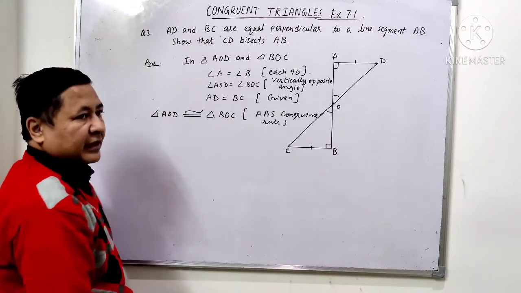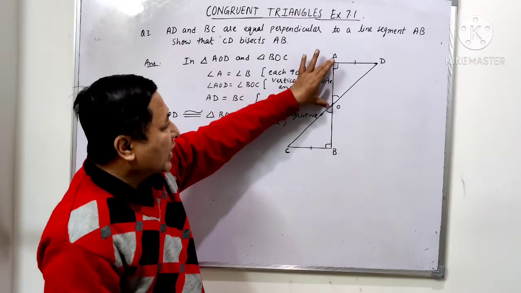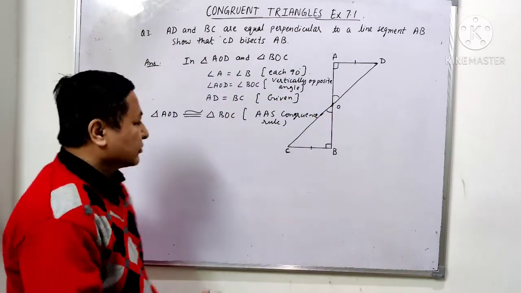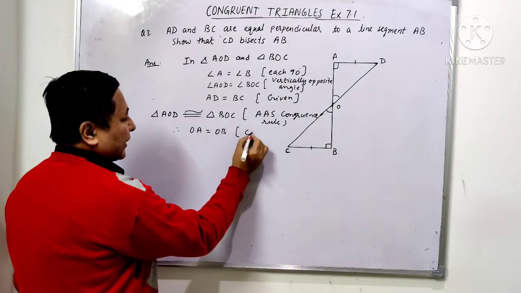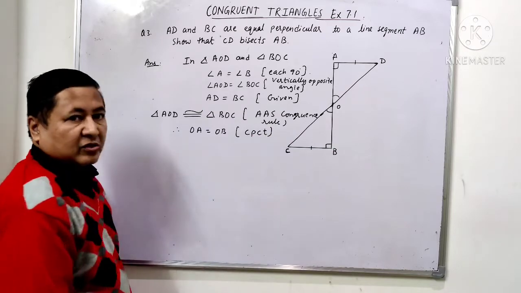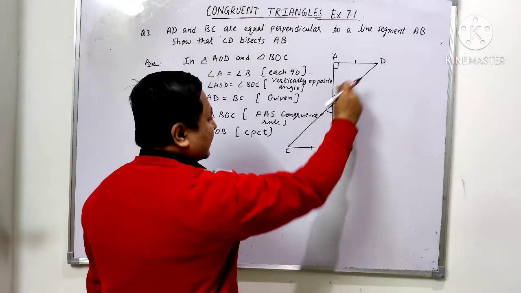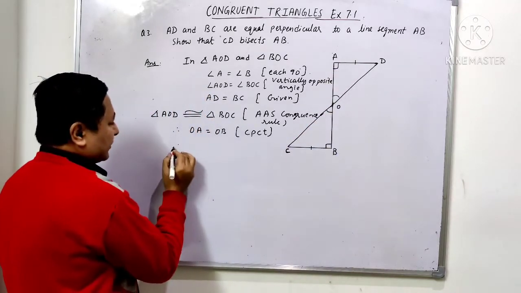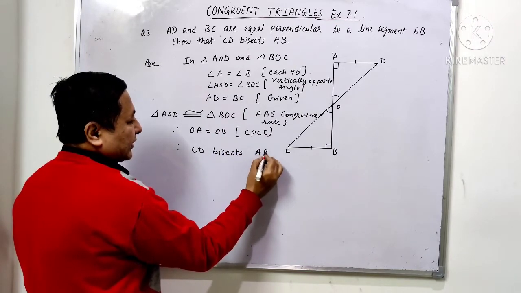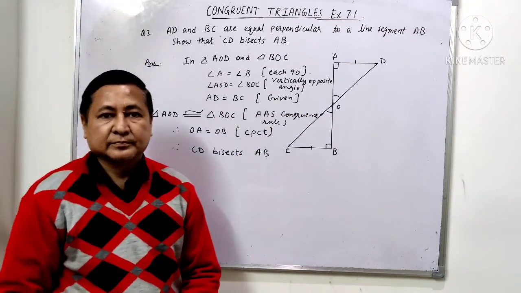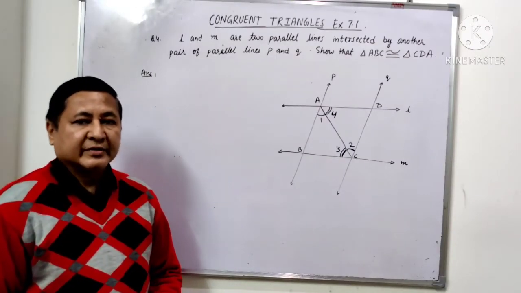We know that when two triangles are congruent, their corresponding parts are equal. You can see OA and OB are corresponding parts. So we can say that OA is equal to OB, and the reason will be corresponding parts of congruent triangles are equal. Now OA and OB are equal, that means CD bisects AB. Therefore we can write that CD bisects AB. Now let us solve question number 4 of exercise 7.1.